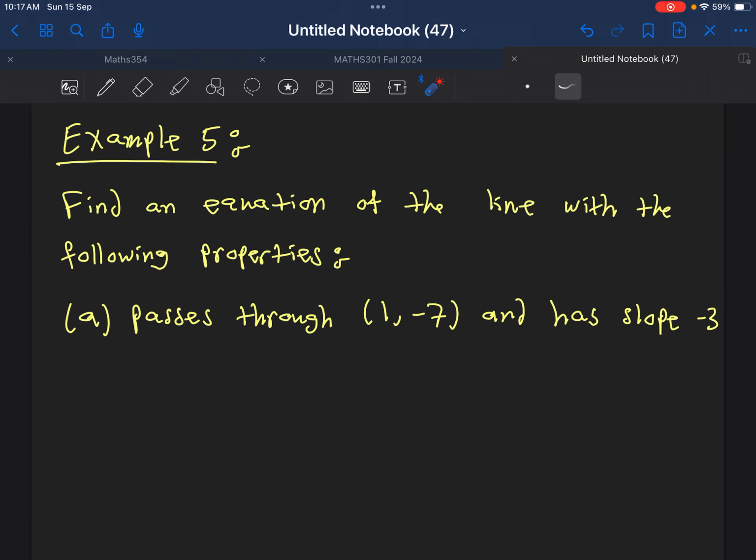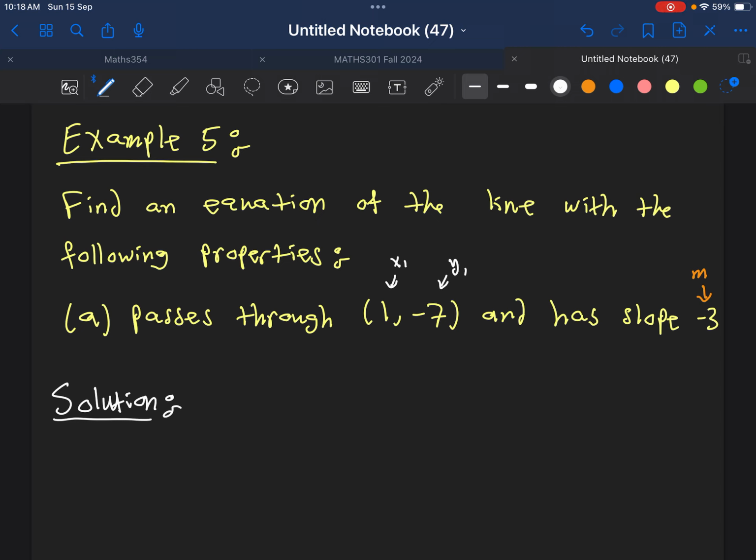Let's see example number 5. It has multiple parts, so we will start with part number 1. In example number 5, we need to find the equation of a line passing through the point (1, -7) and has a slope of -3. So the slope is m, and the point that we have is x1, y1.